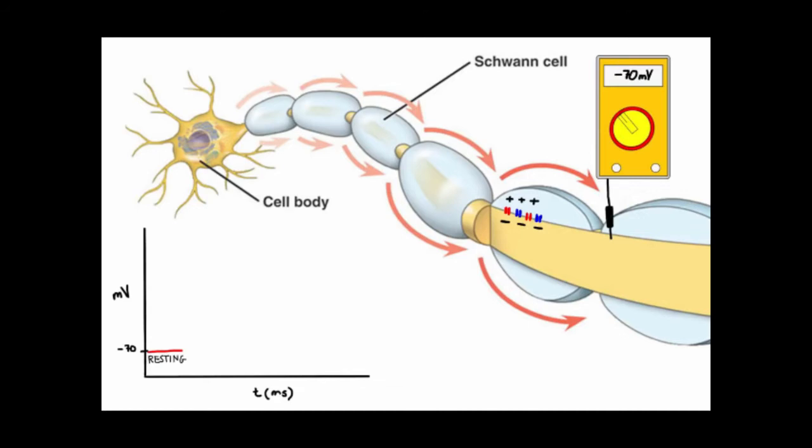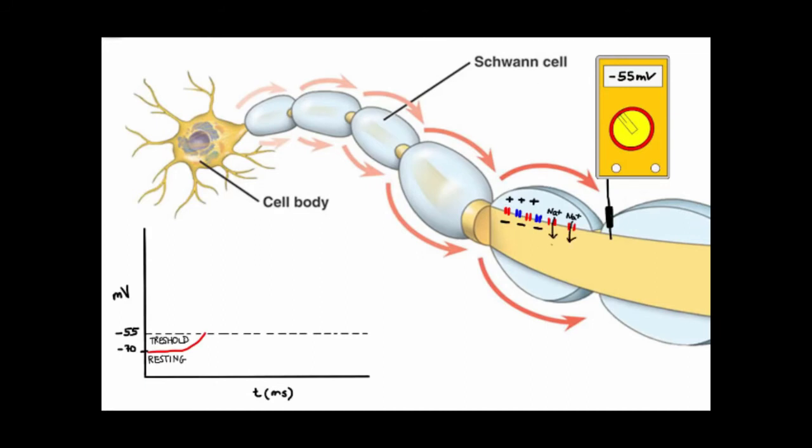Now, a nerve impulse starts when pressure or other sensory inputs disturb a neuron's plasma membrane to the point that the potential difference reaches a threshold voltage of about negative 55 millivolts. This causes hundreds of sodium channels in that region of the membrane to open briefly. This in turn allows positively charged sodium ions to flow inside the cell membrane.